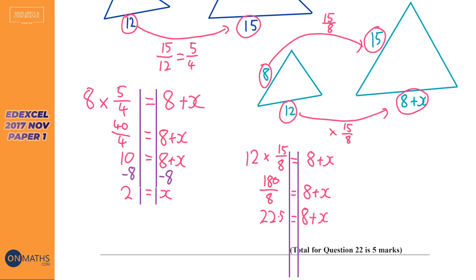Plus x. Right, take away the 8 from both sides. We used up a bit too much room here, but we're going to do 22 take away 8. Or sorry, 22.5 take away the 8. And we get 14.5 equals x. So our two answers are x equals 2 and x equals 14.5.